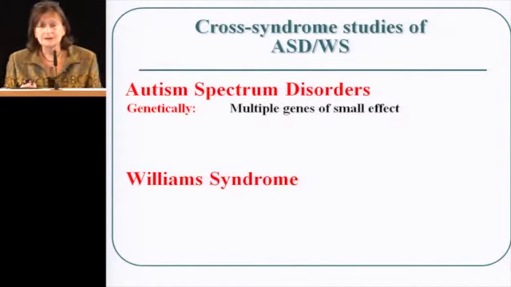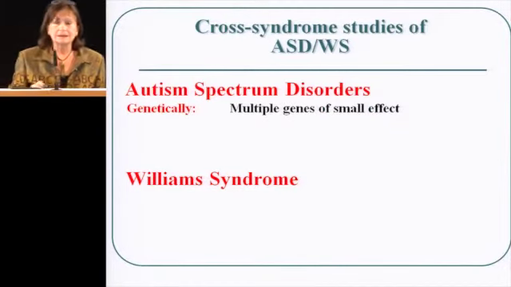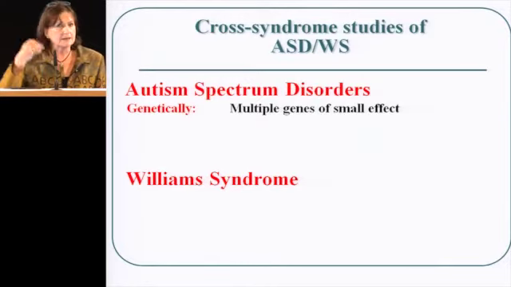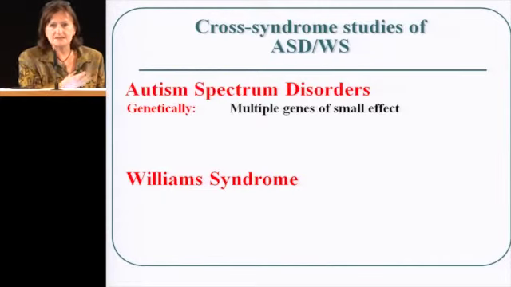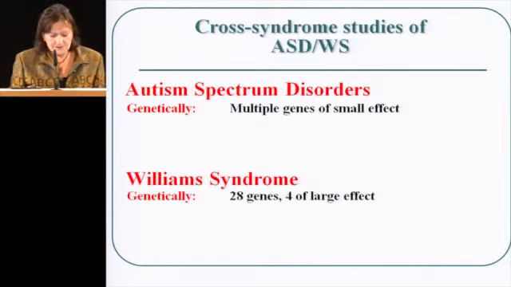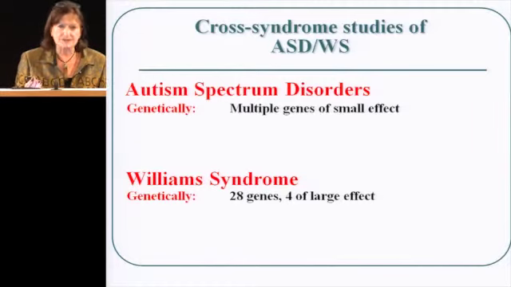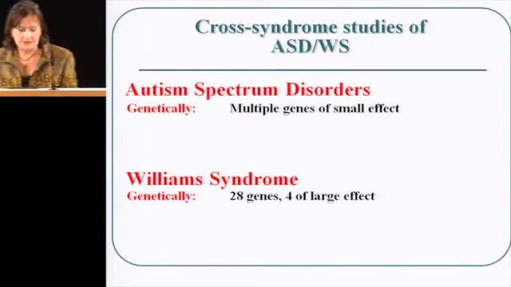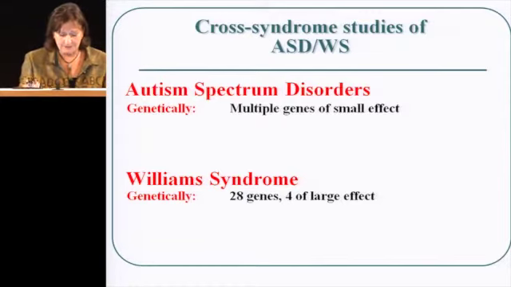In Williams syndrome, genetically what we know now is that there are probably multiple genes of small effect and different sets of genes that explain the difficulties in social interaction, the difficulties in communication and language, and the obsessive interest in special behaviors. In Williams syndrome, we have 28 genes that are deleted, and we're beginning to realize now that 4 are of major effect. And this we do by looking at partial deletion patients, which I don't have time to talk about today.